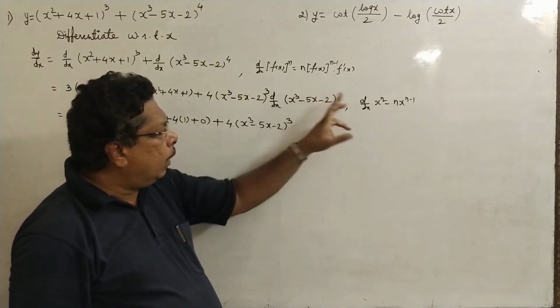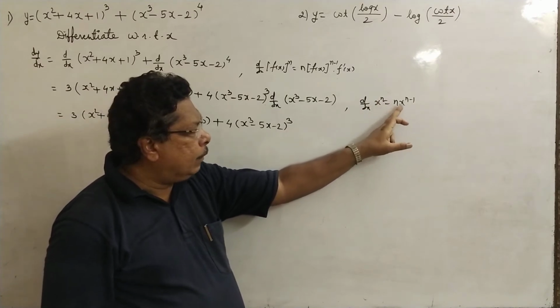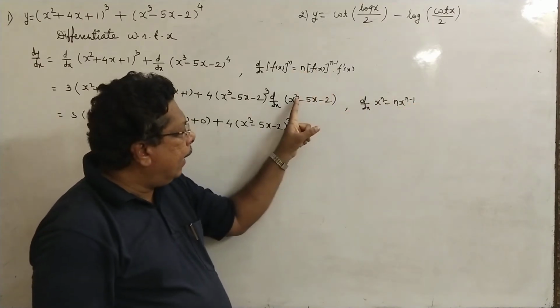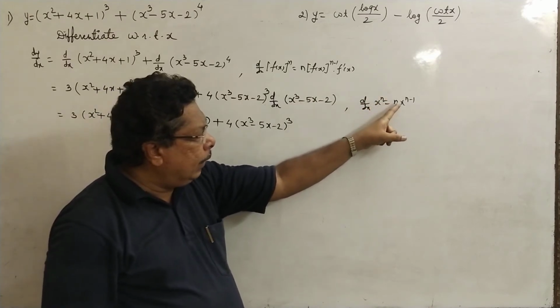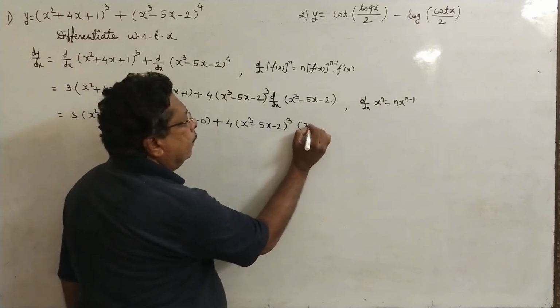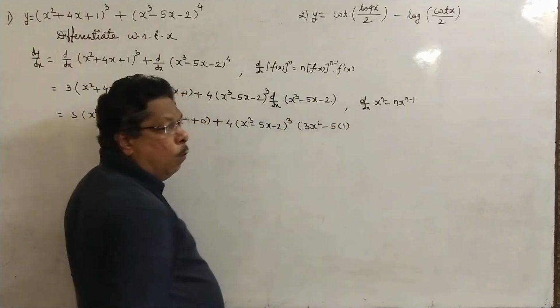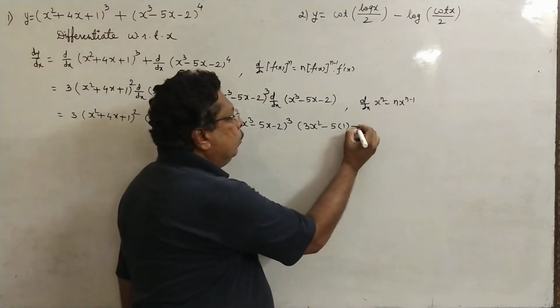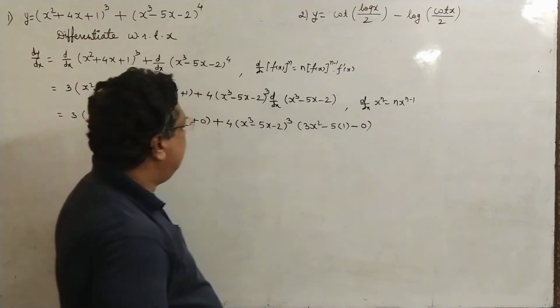Now here we have to take the derivative of x cube minus 5x minus 2. The derivative of x cube. Again use the same formula, the derivative of x raised to n is equal to n x raised to n minus 1. Here n equal to 3. The derivative of x raised to 3 is 3x raised to 3 minus 1, that is 3x square. Minus 5, the derivative of x is 1. Minus 2, 2 is a constant, the derivative of a constant term is 0.